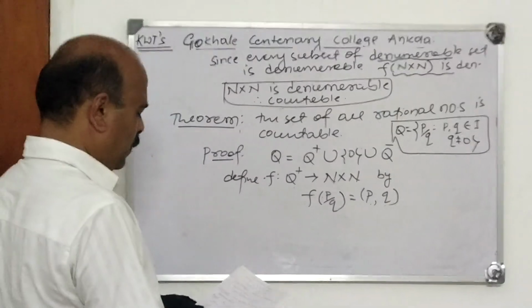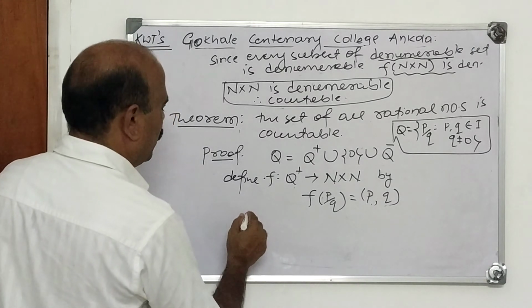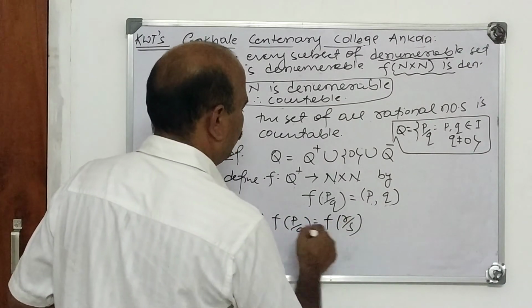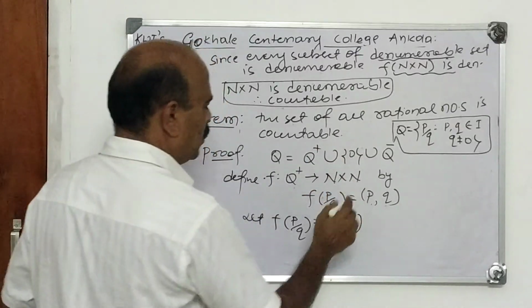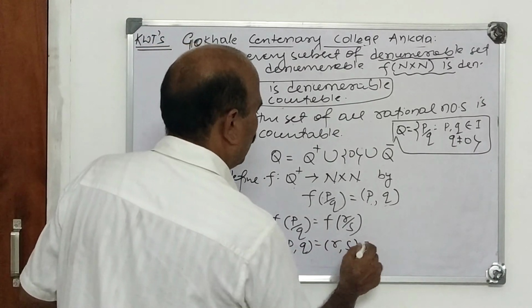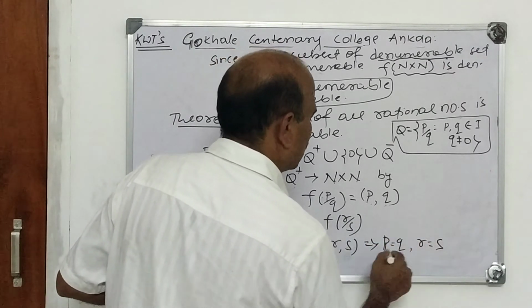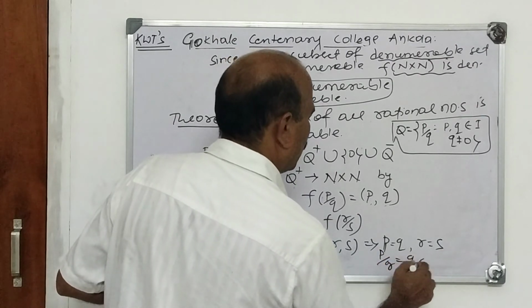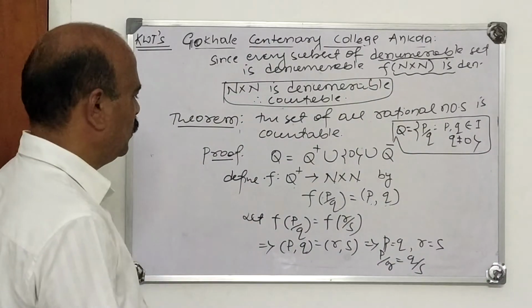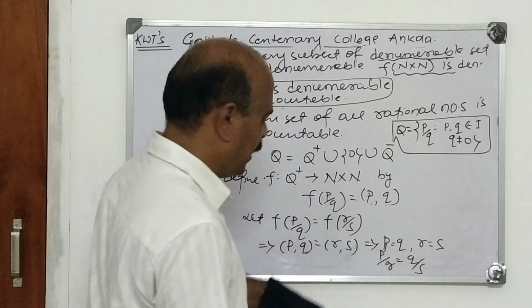Now what you have to prove here? You have to prove that f is an injection, or 1-1. How to prove this one? Let f of p by q be equal to f of r by s. Here p by q, r by s are both positive rational numbers. This implies the ordered pair (p,q) is equal to (r,s). Ordered pairs are equal means corresponding coordinates are equal.